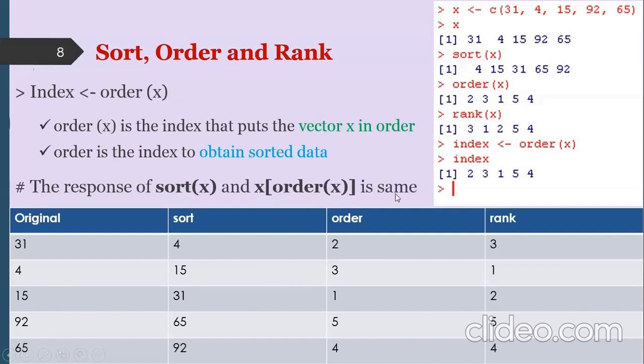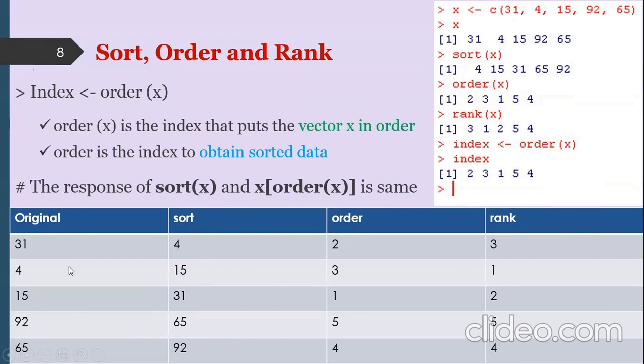So this is how the order is, and the response of sort x and sort order x will be the same. We will be doing this in detail. So this is the original: 31, 4, 15, 92, and 65. This is the sorted data, in ascending order: 4, 15, 31, 65, and 92. And this is the order. Order is actually the index of this sorted data.